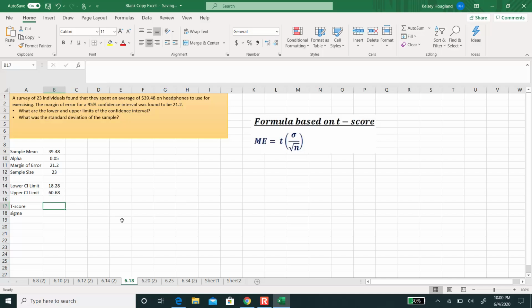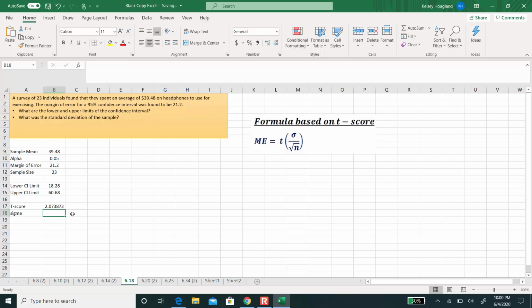So in order to find the t-score in Excel, you use T.INV.2T, and it's two-tailed because you found the upper and lower limit, so it's a two-tailed test. And now you enter your probability, which is alpha, and your degrees of freedom. So to find the degrees of freedom, you take your sample size, 23, and you subtract 1, so 22. And now that is your t-score, 2.07.